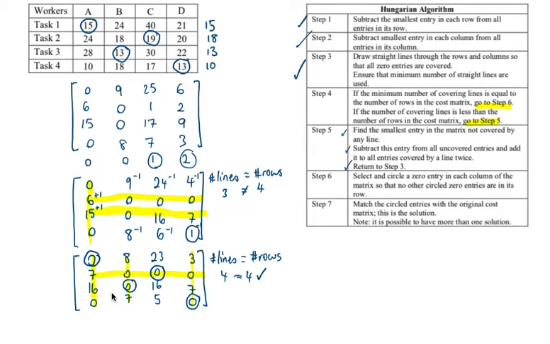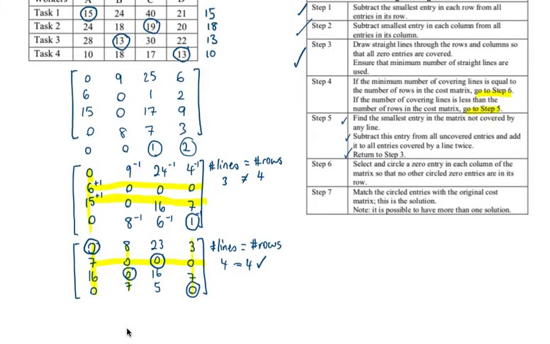Okay, now we just write out the allocation. So I write out 1, 2, 3, 4 for the workers, arrows to show the allocations, and then I go task 1 is going to worker A, task 2 is going to worker C, task 3 is going to worker B, and task 4 is going to worker D.